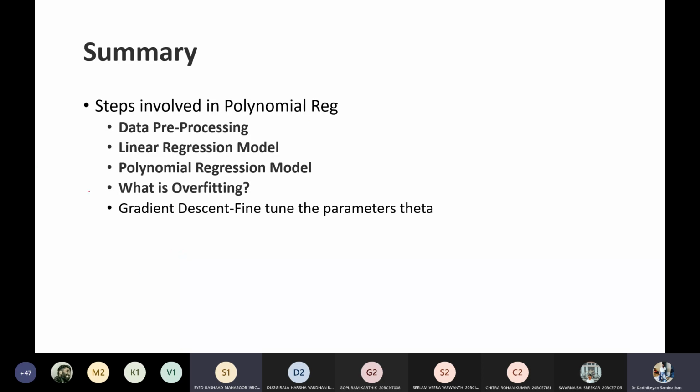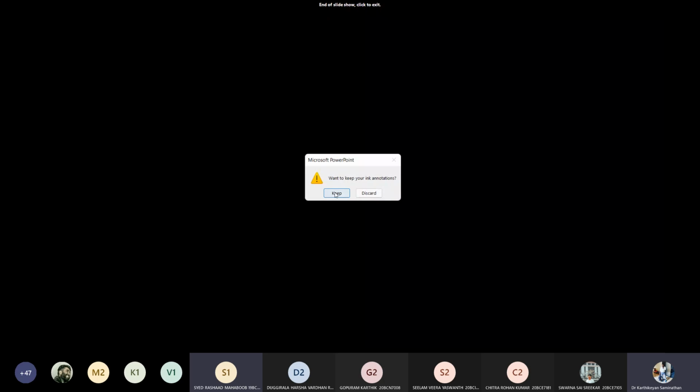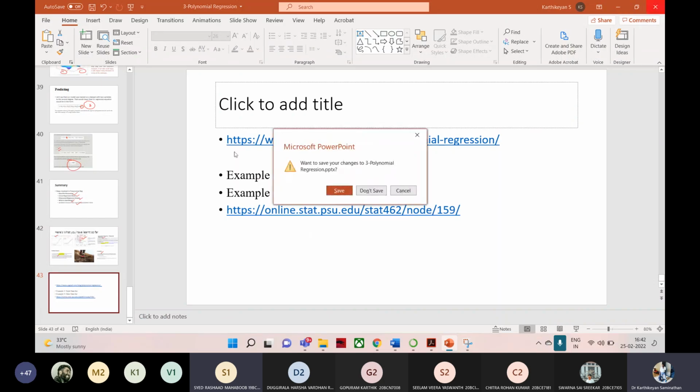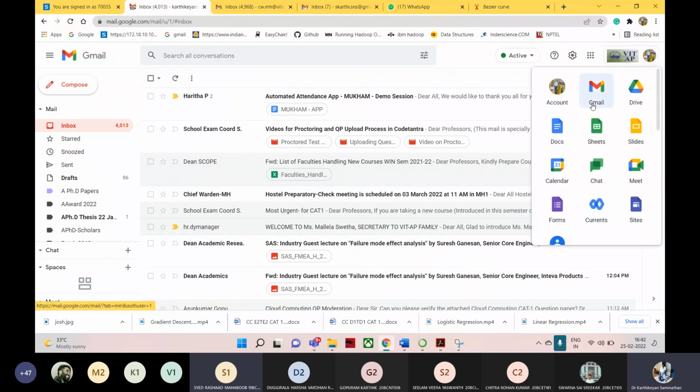As a summary, we have seen the steps involved in data processing, what a linear model is, polynomial regression, overfitting, and gradient descent. Finally, you need to fine tune the parameters of the data, right? This is what you have learned so far. I just kept a summary slide: linear regression, parameters, loss function, problem analysis, gradient descent, and prediction. I'll show you the demo of polynomial regression so that you'll understand.